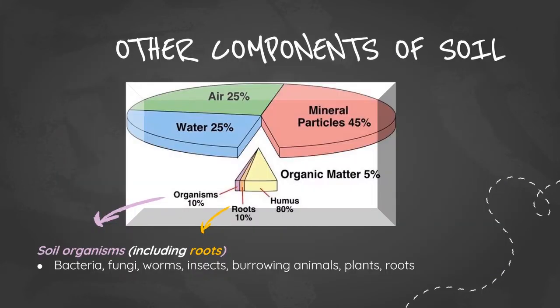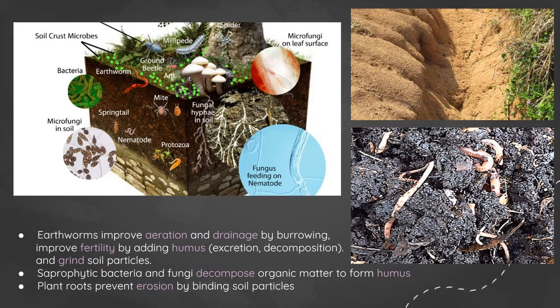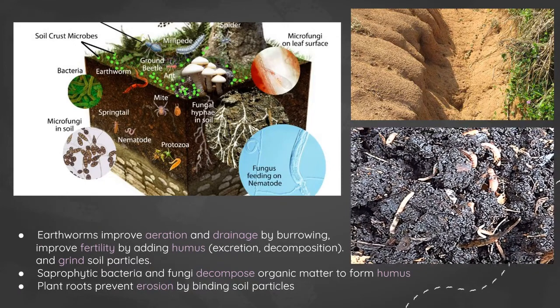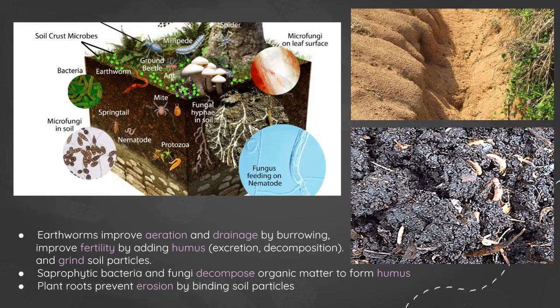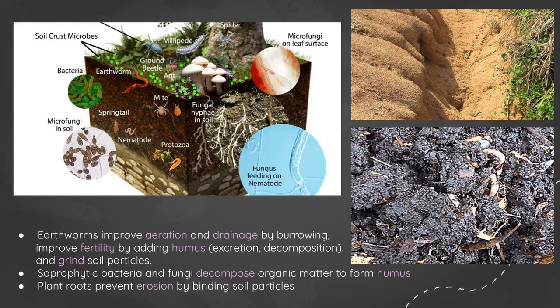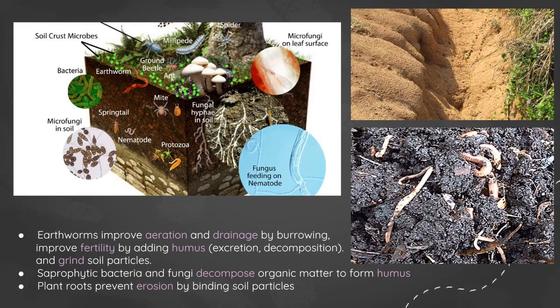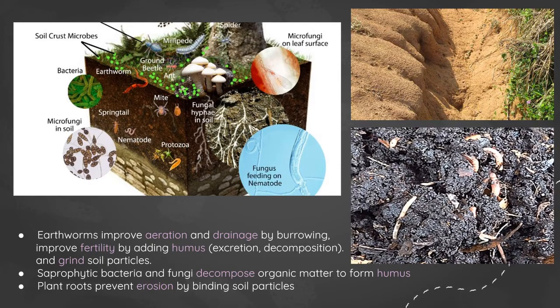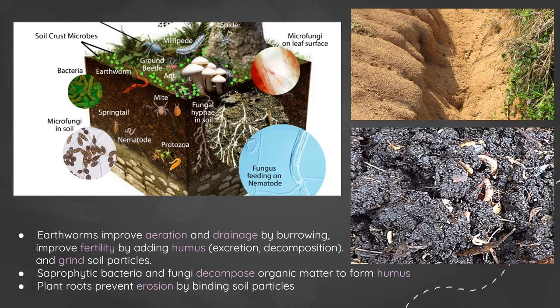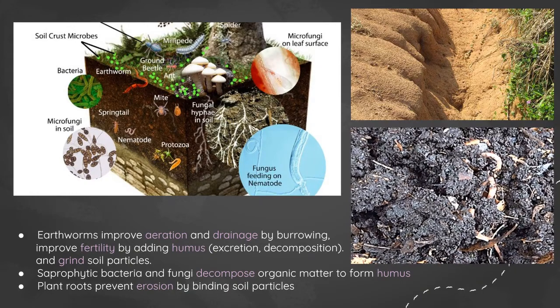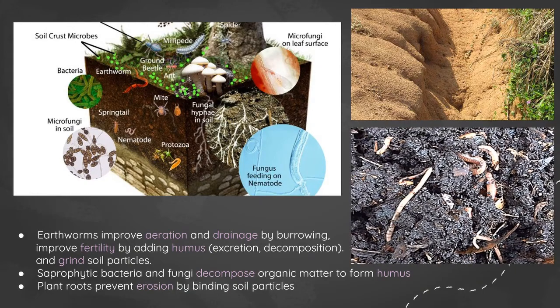Soil organisms include bacteria, fungi, worms, insects, burrowing animals, plants, and roots. Soil organisms have important functions in the soil. Earthworms, for example, improve aeration and drainage by burrowing, improve fertility by adding humus through excretion of waste and decomposition when they die. They also grind the soil particles and bring leached minerals to the upper layers of the soil.